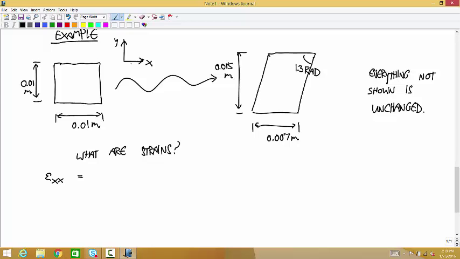Okay, so let's think about the signs. In the X direction, does the length increase or decrease? In the X direction, it decreases from 0.01 to 0.007. So do we expect that to be a positive or negative strain? Negative. In the Y direction, it increases. So is that going to be positive or negative? Positive. And then for the angle change, it gets more acute, that angle between the positive X and Y. So is that going to be positive or negative? Positive.